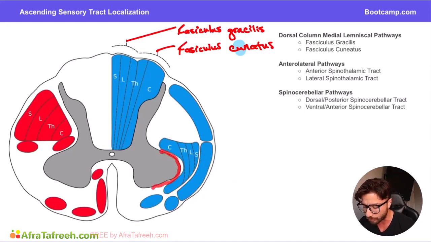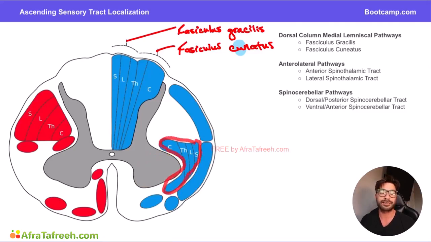So here's our ventral horn right here. And our lateral spinothalamic, it's going to be kind of wrapping around that ventral horn. Whereas if we follow this hook around, you can see we have this structure right here. This is going to be the anterior spinothalamic tract.